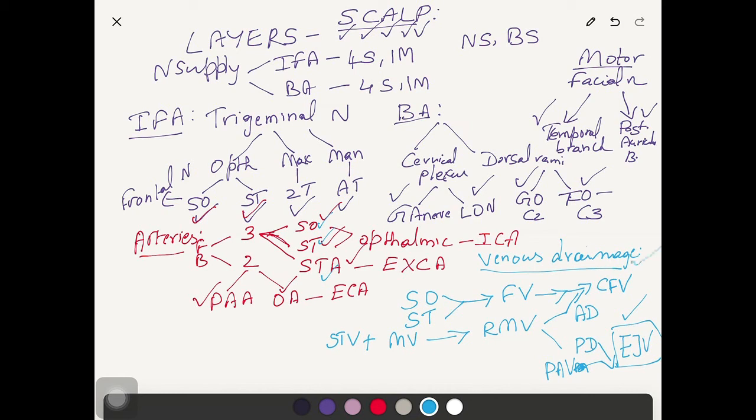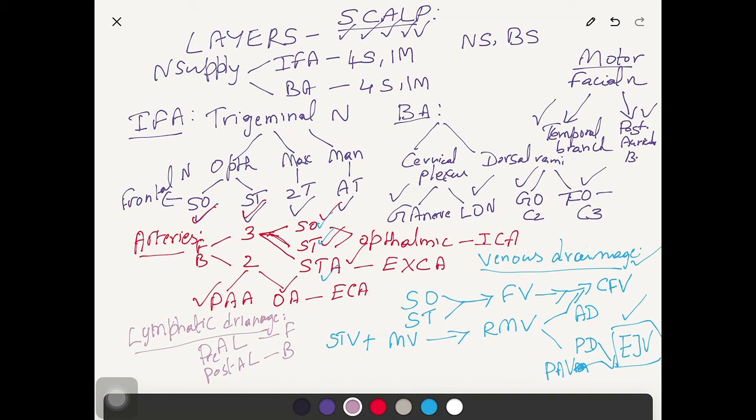Now we will see the lymphatic drainage of the scalp, in front of the auricle and behind the auricle. In front of the auricle, pre-auricular lymph nodes. And behind the auricle, post-auricular lymph nodes. So that is in front of the auricle and these are behind the auricle. So this completes the nerve supply, arterial supply and venous drainage of the scalp. The layers of the scalp we have seen in the previous class.